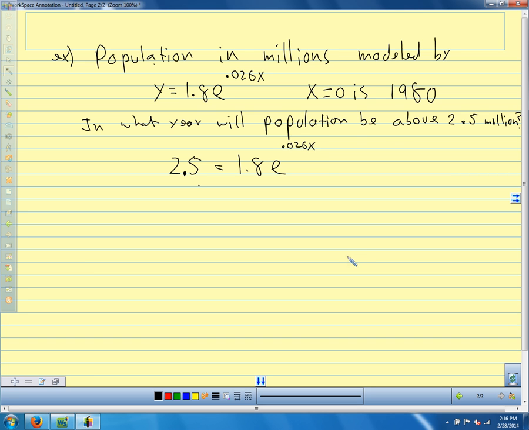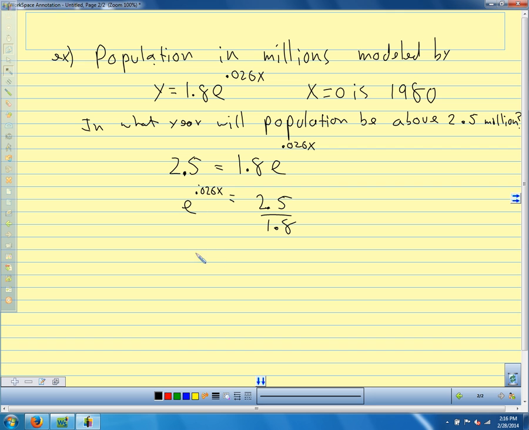0.026x. And we know how to solve this, right? What are we going to do? Divide by 1.8. So we get e to the 0.026x equals 2.5 over 1.8. And then what do we do to solve this? Take the natural log of both sides.